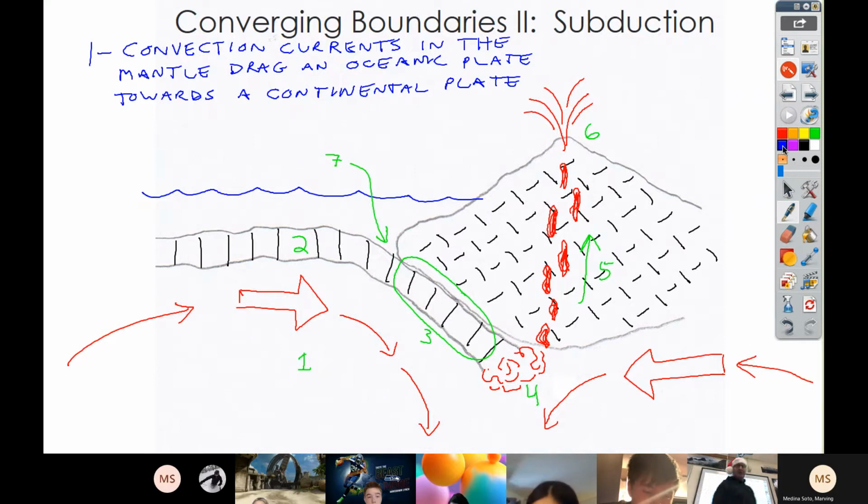So down there at the bottom, step 1, convection currents are driving everything. They're the force that moves these plates. And the convection currents are dragging an oceanic plate towards the continental plate. So write that down underneath your diagram, and then I'm going to erase it, and I'll write down number 2.